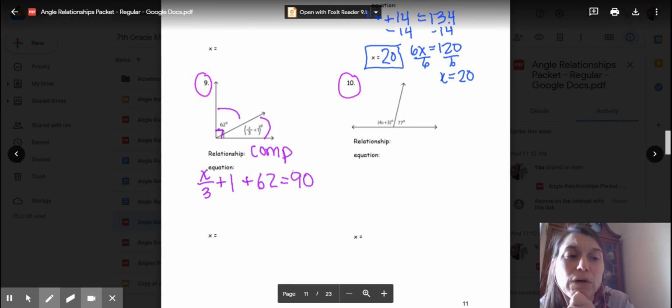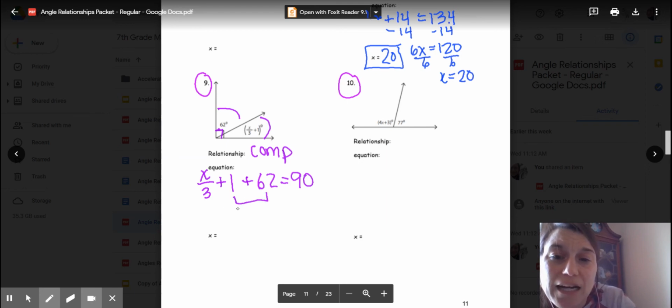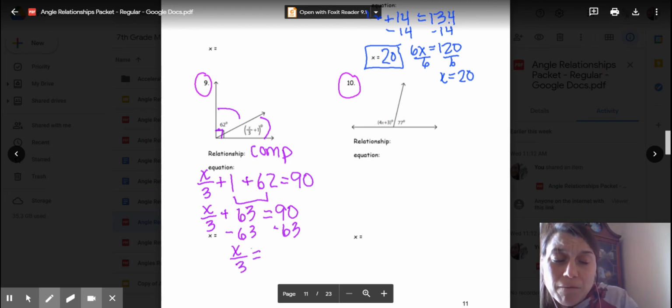So now I'm going to simplify. That means I'm going to put these together first because they're both constants. So I'm going to add 1 plus 62 is 63. So x divided by 3 plus 63 equals 90. So to solve this, it's a two-step process. I'm going to subtract the constant from both sides. I'm subtracting because that's the opposite of addition. Now I have x divided by 3 equals, I'm going to do 90 minus 63, I get 27.